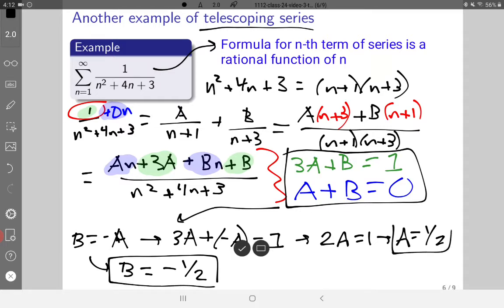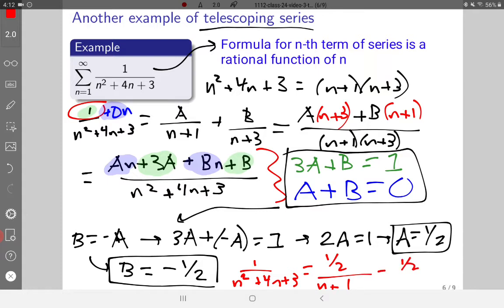I could do a quick check on that and make sure that works. If I do a half plus negative half, that does add up to 0. Whew, that's good. And then if I do 3 halves plus a negative half, that adds up to 2 halves, which is 1. Okay, good. Everything checks out. You can always verify your work like that. And so this is telling me that the original rational function, 1 over n squared plus 4n plus 3, another way to write that is 1/2 all over n plus 1 minus 1/2 all over n plus 3.